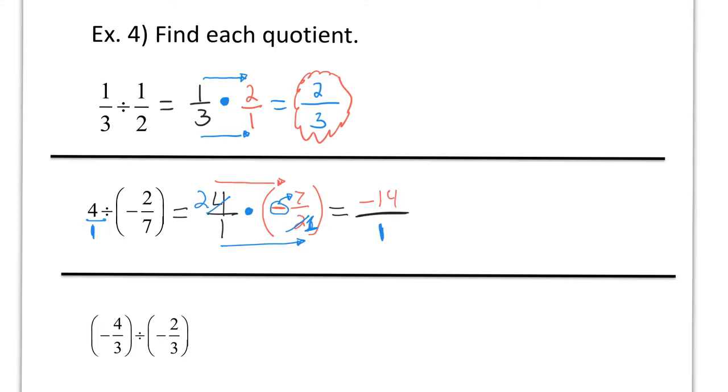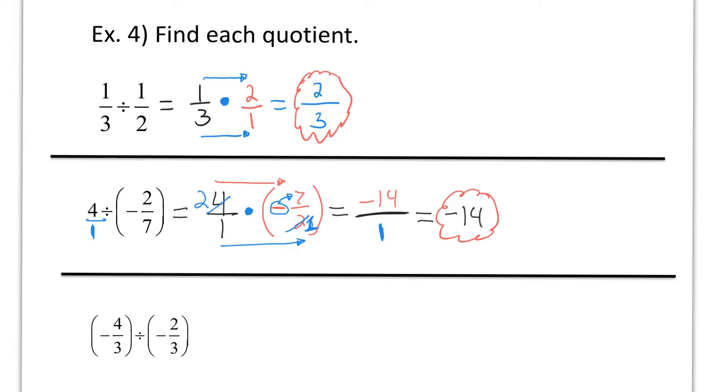Now, for the answer, if you have a 1 on the bottom, you don't need it. You don't need it, so you can just put negative 14 for your answer. That is sufficient. That's enough. That's it. That's your answer.